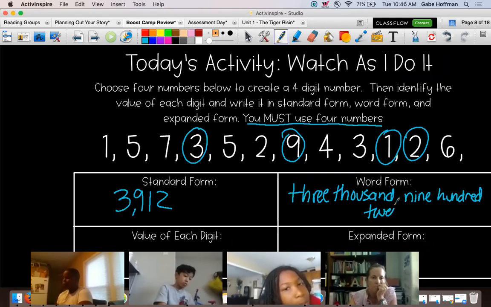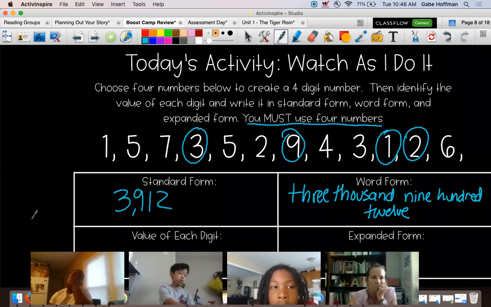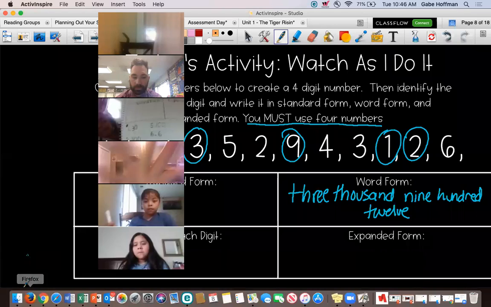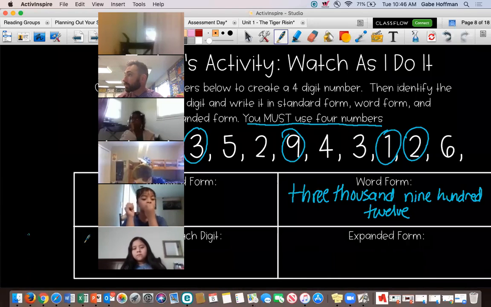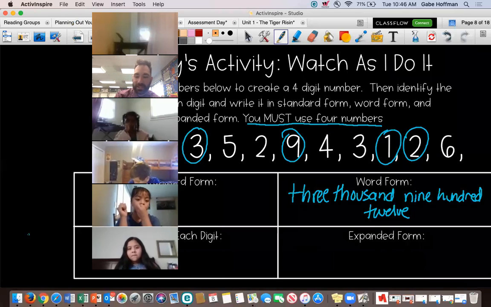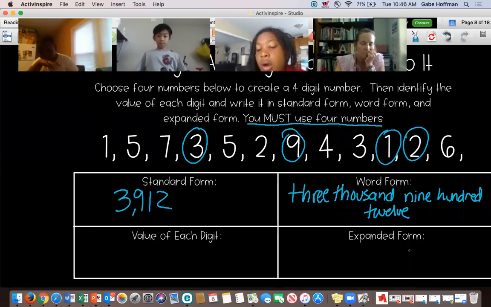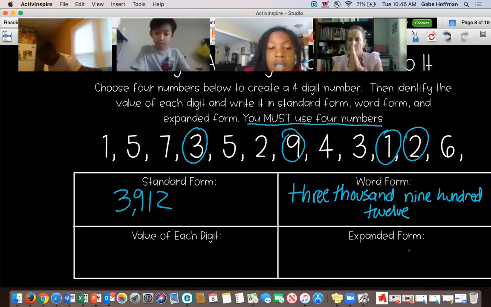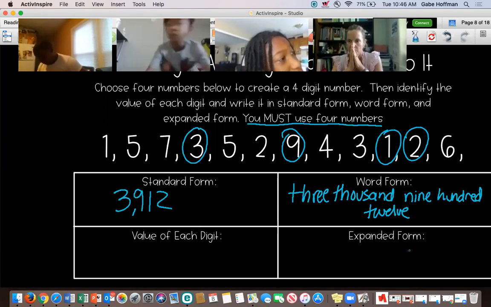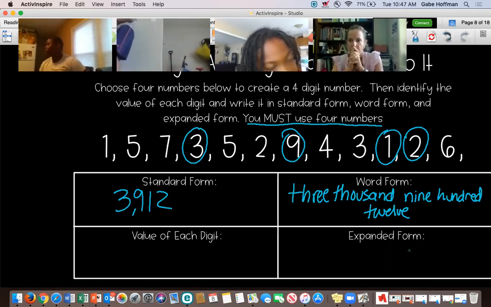3,912. Okay, and then I need to put the value of each digit. Sorry, guys. Technology again. There we go. So I'm going to look at my 3 first. What's the value of my 3? Someone just unmute and tell me.